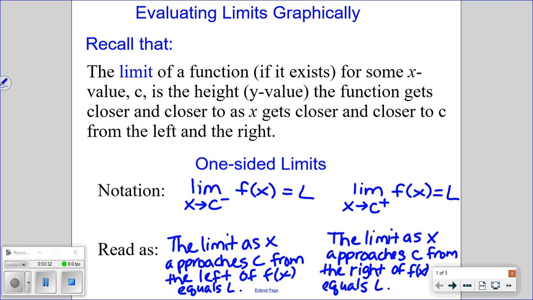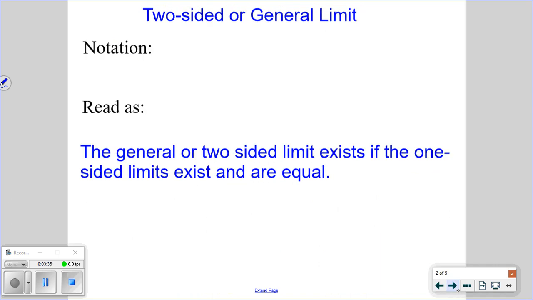Okay, we also have what we call a two-sided or general limit. And so in this case, x would be approaching c from both directions. The notation that we use would be, again, LIM, and then underneath we will put x arrow c. We will not use a superscript, the little negative or the little plus sign. But keep in mind, this actually means that x is approaching c from both directions, okay, from the left and from the right. Okay, and then of course we need a function. We would say the limit equals L.